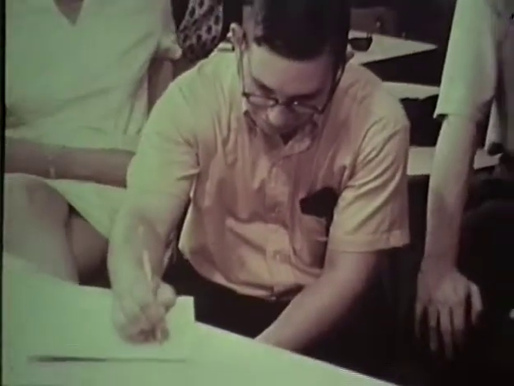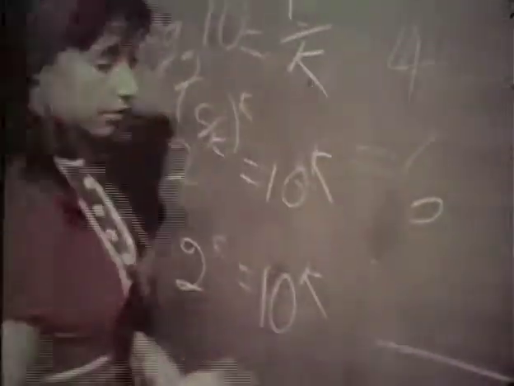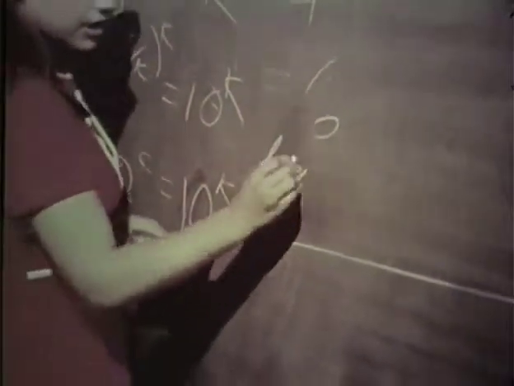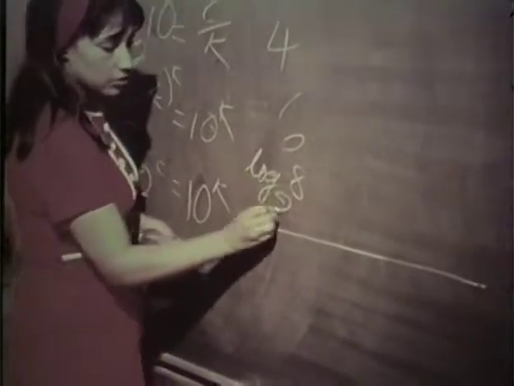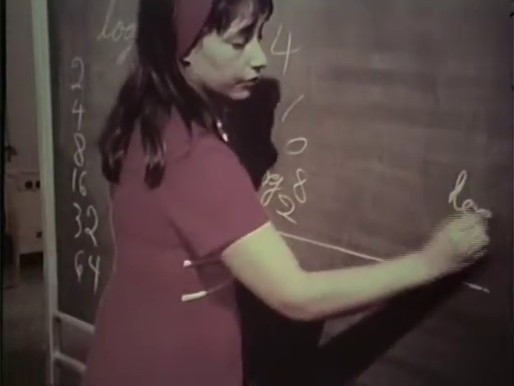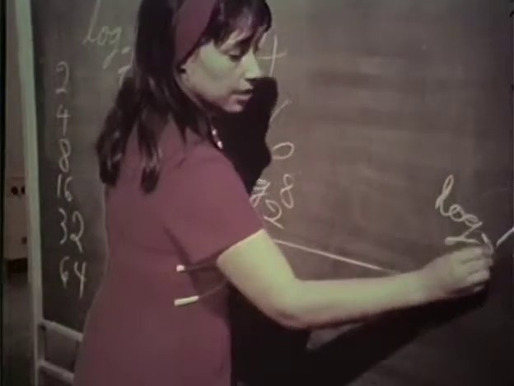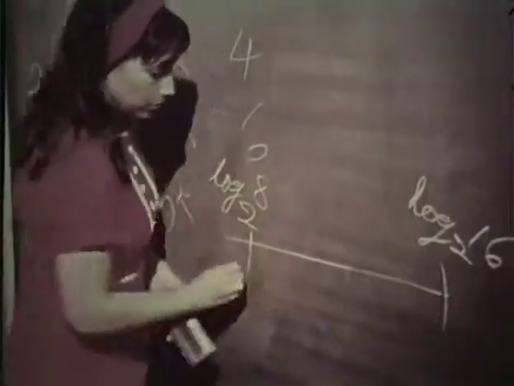And then you can actually get them to find it on a number line, where they will see it has to be between log 8 to the base 2 and log 16 to the base 2, or between 3 and 4.